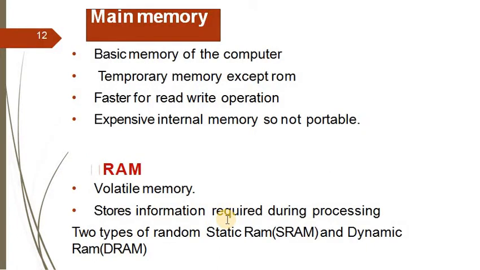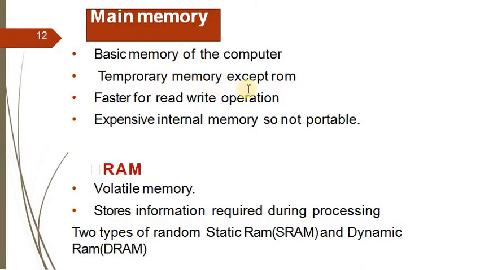Already I have said, main memory is the memory inside the CPU. So basic memory of the computer, temporary memory except ROM, faster for read-write operation, expensive internal memory, so not portable. So these are the main things about the main memory. That is basic memory of the computer, that you call it as a main memory.